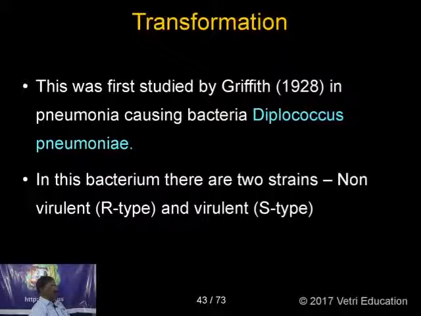In this bacterium, there are two strains. One is the non-virulent R type. Non-virulent means it never causes the disease. The second one is the virulent type, called the S type, and it causes disease. So you see, in the same Diplococcus pneumoniae, one strain causes the disease, that is the virulent one, and the second, non-virulent, does not have the capacity to cause disease.